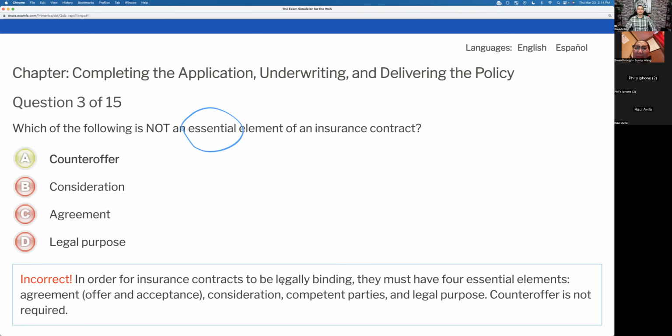So, in order for insurance contracts to be legally binding, they must have these four. This is what you got to remember. This came out on the test that we were taking yesterday, Sonny. Remember? Four essential elements. It says agreement, which is offer and acceptance, consideration, competent parties, and legal purpose. There it is. Screenshot that. That's something you definitely want to remember.